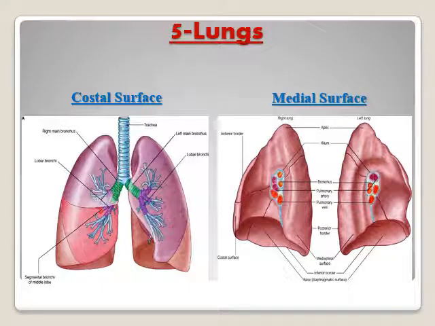This is the costal surface and the medial surface of the lung. This is the costal surface, which is directed toward the ribs, and this is the medial surface, where the hilum of the lung is.